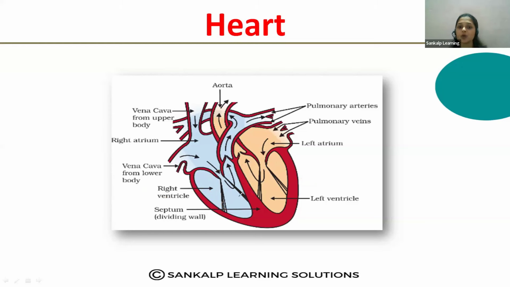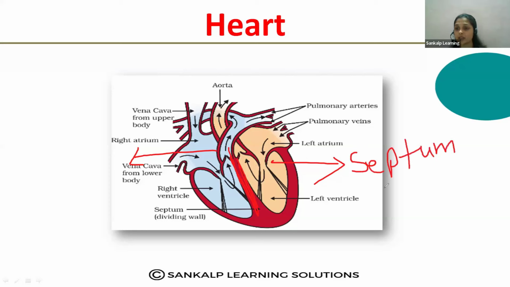And the left and right chambers are separated by a septum. This is called a septum. This is the right part of the heart and this is the left part of the heart, and they are separated by the septum. Both the left and right parts of the heart are separated by the septum.